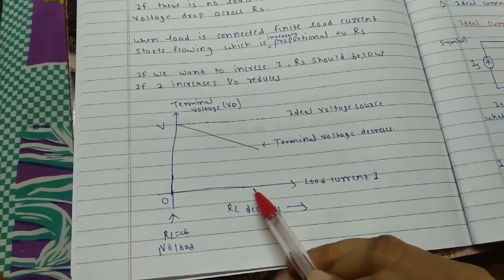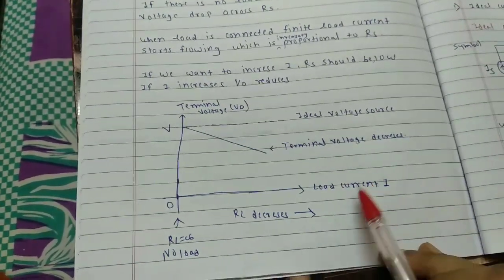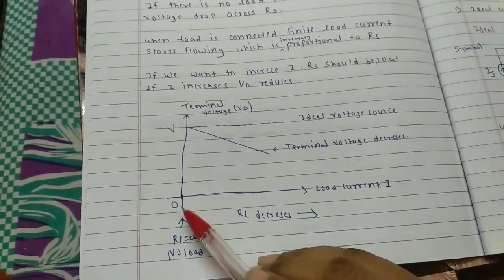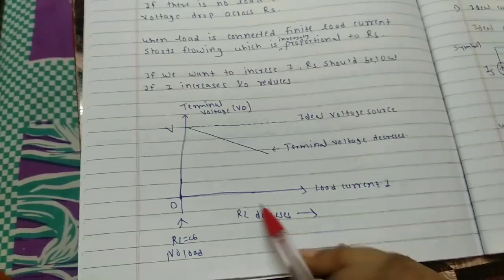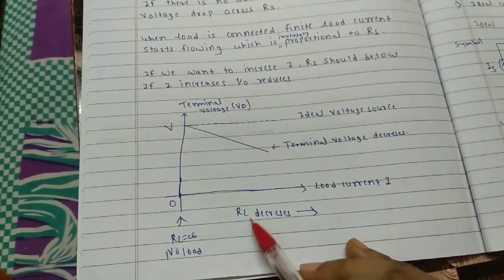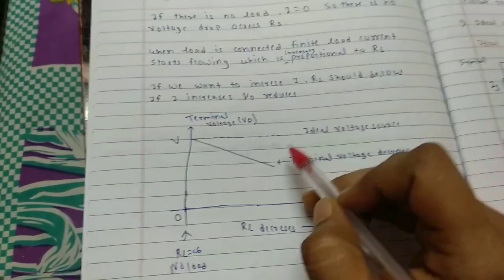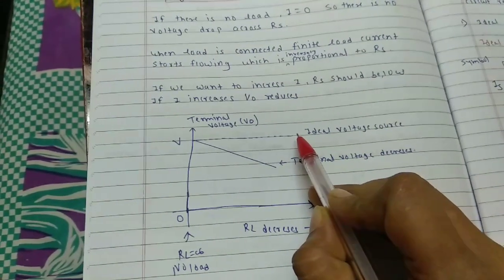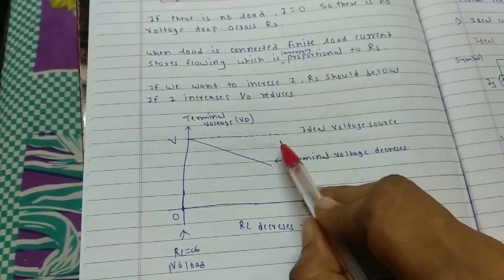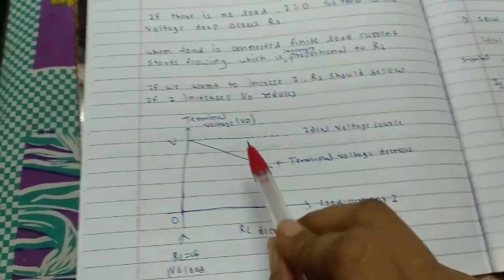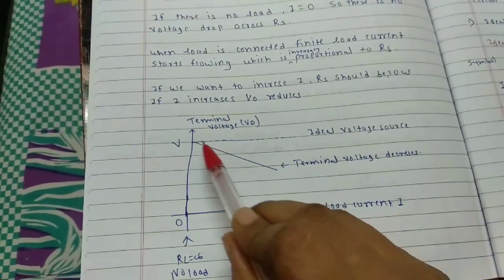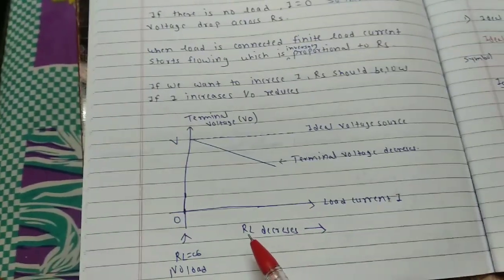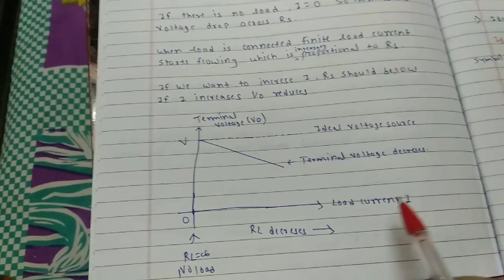Again, this is the graph of terminal output voltage VO versus load current I. This is the no load condition, that means the load current is 0. On this side we are taking the values as RL decreases. For an ideal voltage source, what kind of graph are we getting? We are getting a straight line, that means a constant voltage in the previous case. But now this is not the case. Now the terminal voltage decreases as we increase the load current. That means we decrease RL or increase the current.